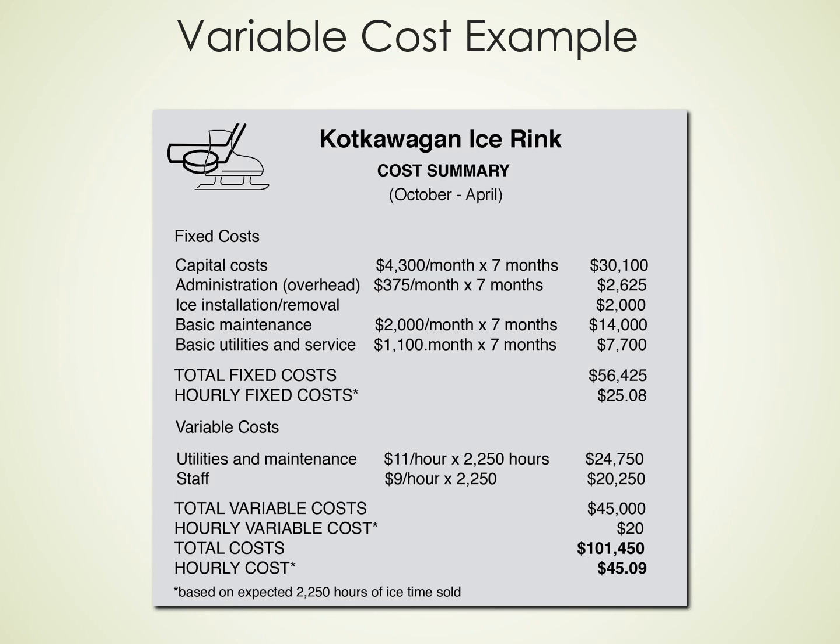And then we can go down to variable costs. So these are things that can change. Utilities and maintenance. So if we use it more, our utilities and maintenance are going to go up. Or if we use it less, they can go down. And the same thing with the staff. The more we're open, the higher staff costs are. Or vice versa. The less use we have, the fewer hours we offer it, our staff costs will go down.